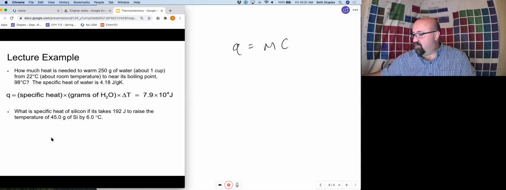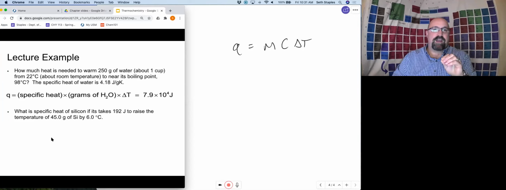Q equals mc delta T. That's our heat equation. We're going to use this heat equation a lot in this unit. But now we want to calculate for the specific heat. So let's just algebra this. Algebra is indeed a verb. We're going to algebra our equation. We need to solve for C. We need to solve for our specific heat.